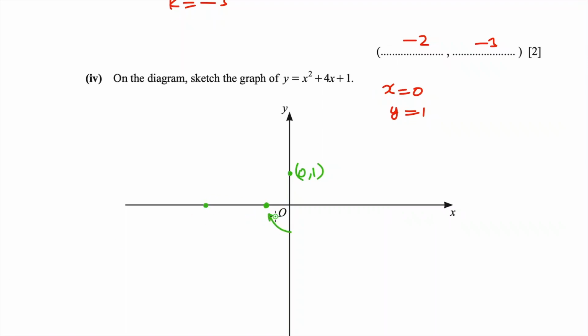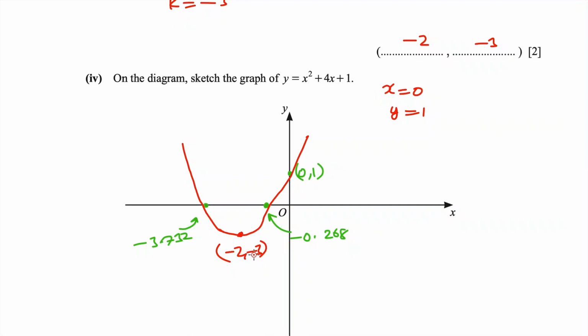So this is minus 0.268. This is minus 3.732. And so this is how you draw the graph. And this point is minus 2, minus 3. Okay, so this is the sketch of the graph.